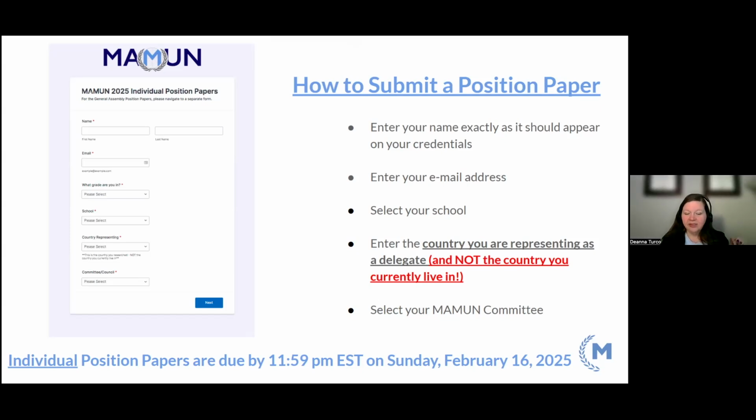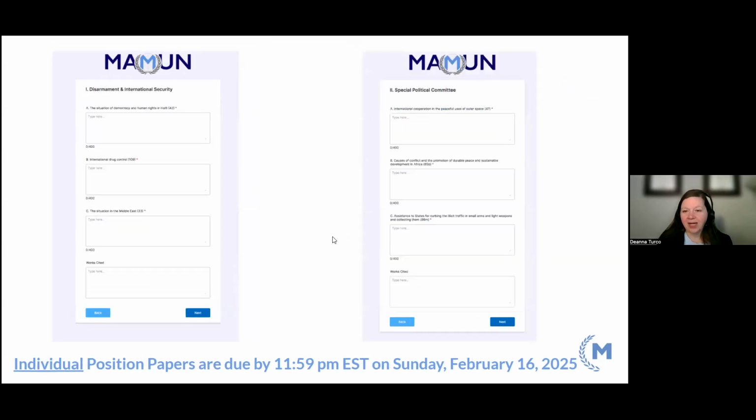A reminder, the individual position papers, meaning your committee position papers, are due by midnight Eastern time, 11:59 on Sunday, February 16th. So you've done this page, you filled everything out, you put in your actual country you're representing, not where you live. You've put in your committee, your name, everything. What happens next? This takes you to the next page.